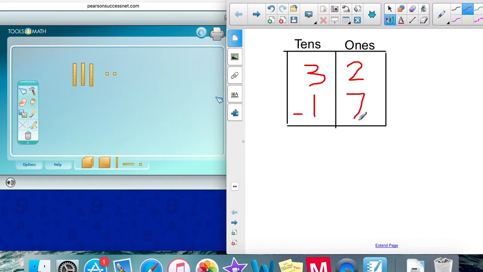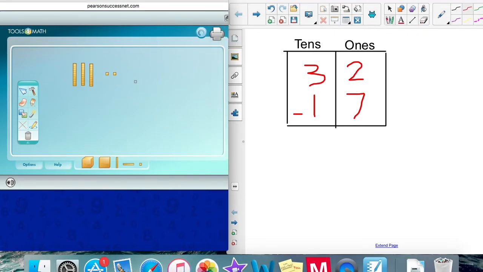So we have to look in our ones column. 7 is the higher number. That means I have to borrow from the tens place in order to have enough. If we go over to our base 10 blocks over here, we'll see that we only have 2 ones. We have to take away 7. We can't do that. So I need to take away from the tens column. So I just broke up that 10 into 10 ones.